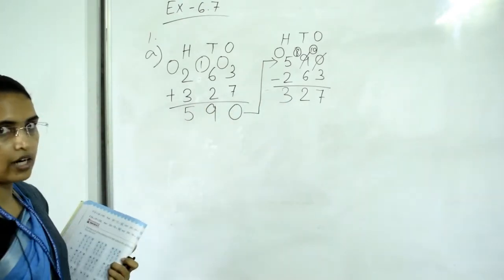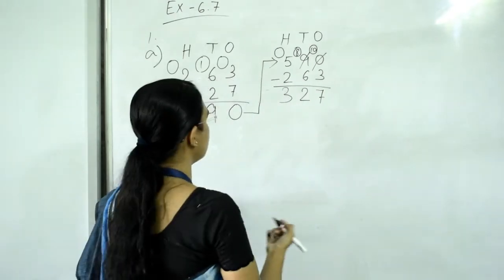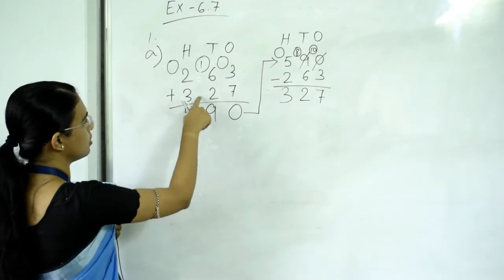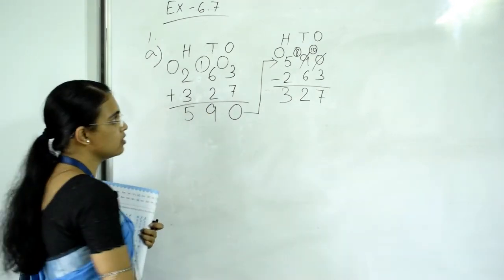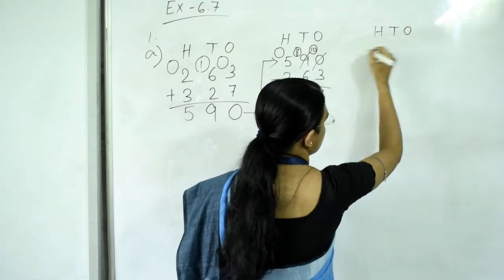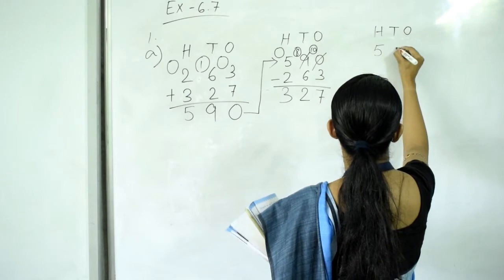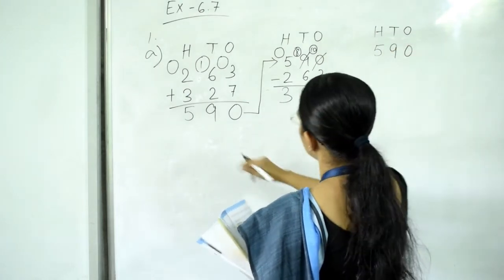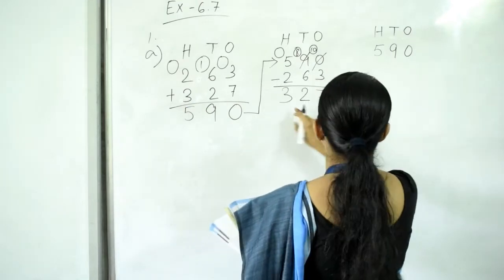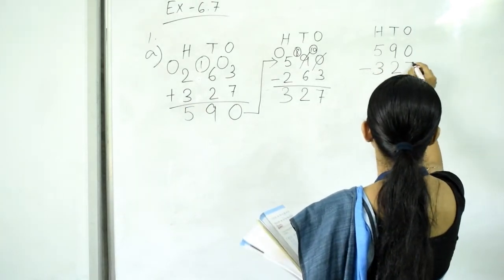Now again we have to subtract from 590 with 327. Now again do the subtraction: 590 minus 327, this answer.